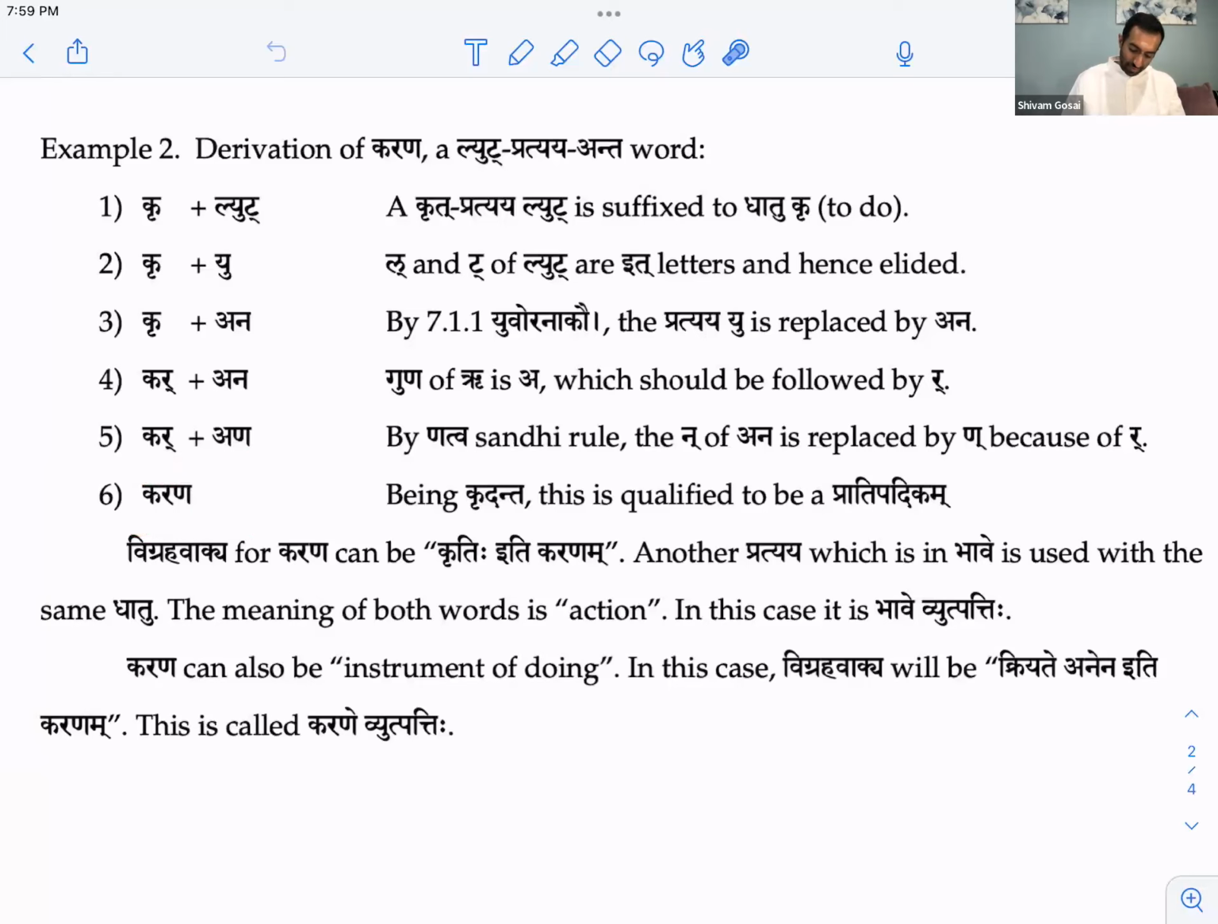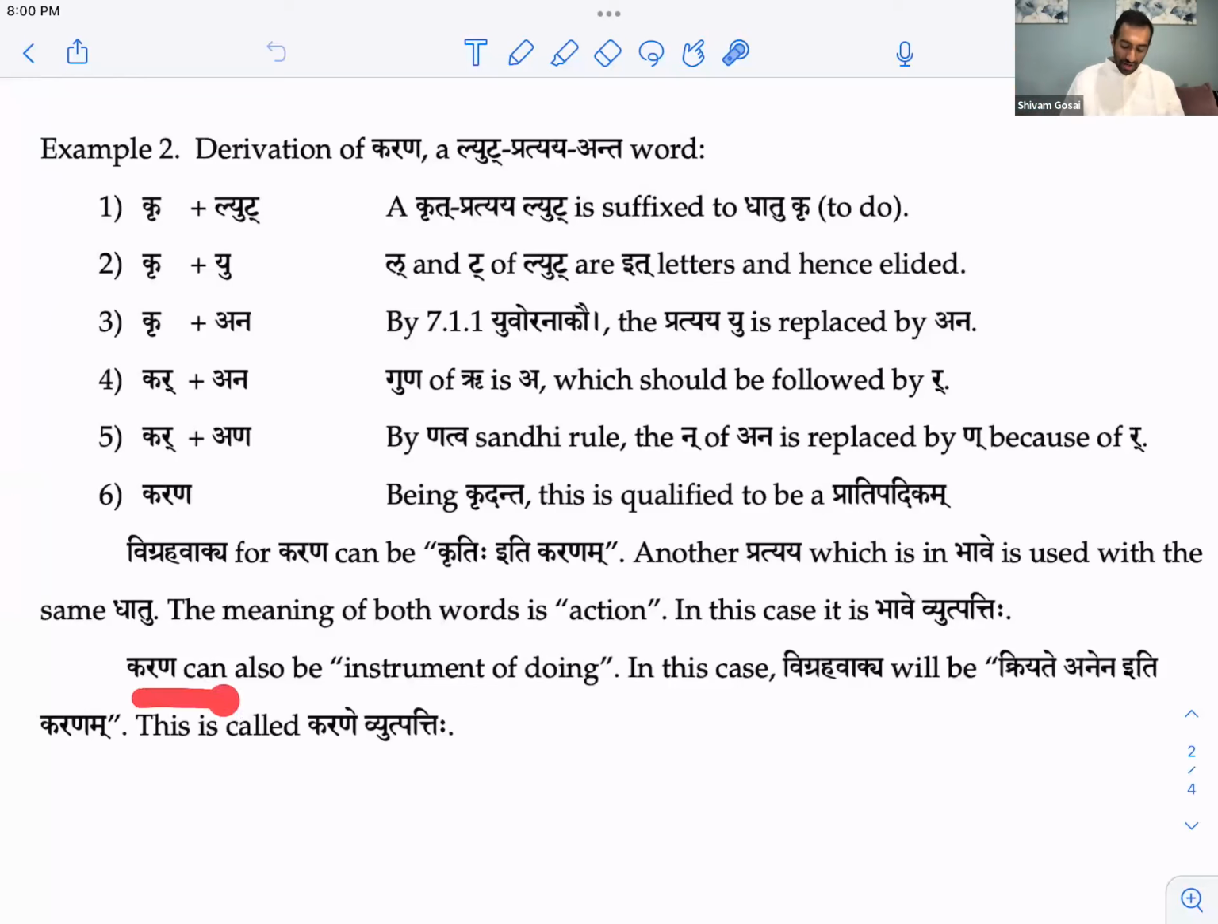Now, this word in bhave can mean, if the word is to act or to do, you can either say doing or you can say action as the translation in bhave, right? Doing or action. Because we don't have an abstract noun of do, so we say action. Okay. So that's the bhave.